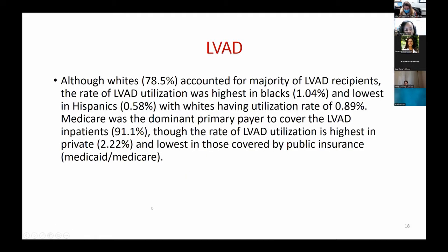So in summary here, whites accounted for the majority of LVAD recipients, although the utilization would have been higher in Blacks, meaning they would benefit better from it. And Medicare was a predominant primary payer. So if you have something like no insurance or Medicaid, you're not likely to get it.